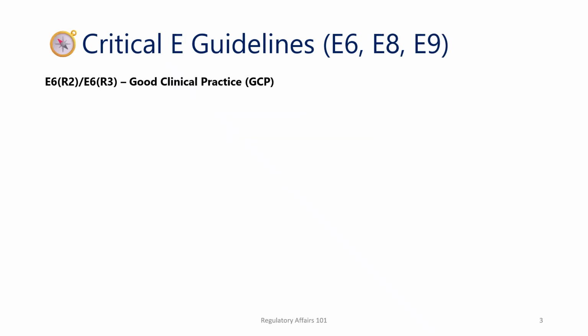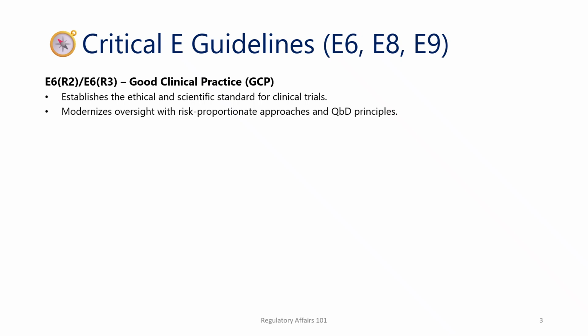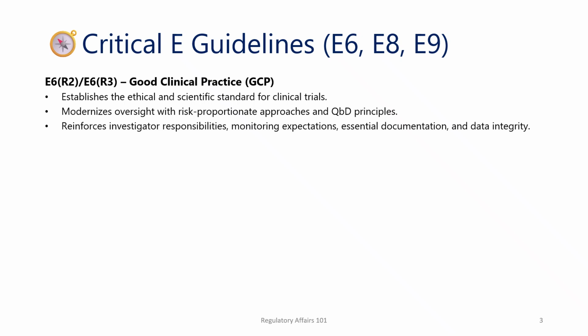E6 is the ethical and scientific backbone of clinical trials. E6 R3, the modernization effort, emphasizes risk proportionate oversight, quality by design, and fit-for-purpose processes. It reinforces investigator responsibilities, monitoring expectations, essential documentation, and data integrity.